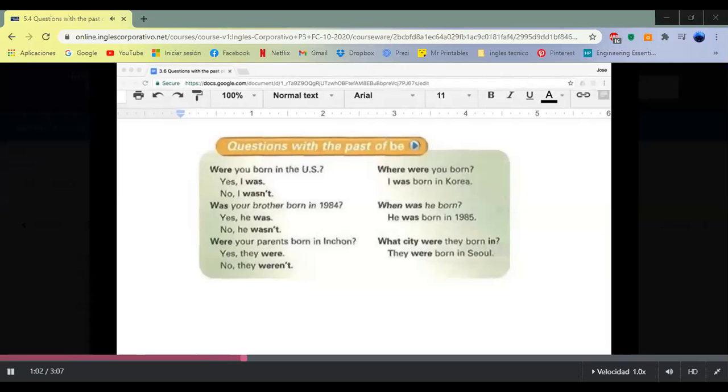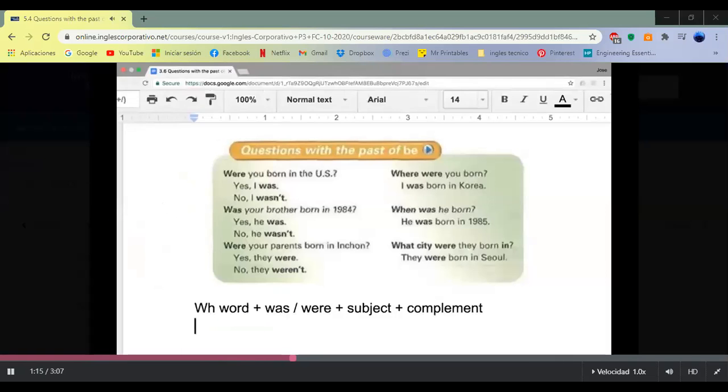Years. 1906. 1917. 1999. 2001. To form questions with the past of be, we can follow this formula.